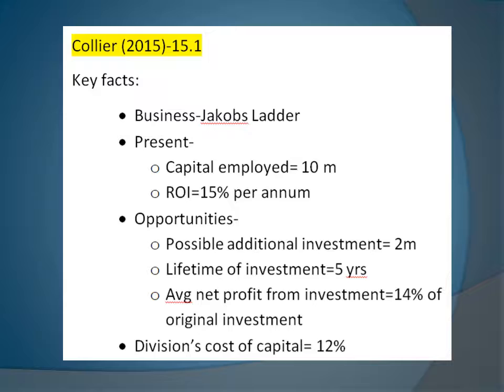When it comes to the first activity, the key facts are that the name of the business is Jacob's Ladder and the present situation is where their capital employed is £10 million with 15% per annum return on investment. The opportunities they have currently are a possible additional investment worth £2 million, and the lifetime of the investment is going to be 5 years, whereas the average net profit from the investment is going to be 14% of the original investment, and the division's cost of capital is 12%.